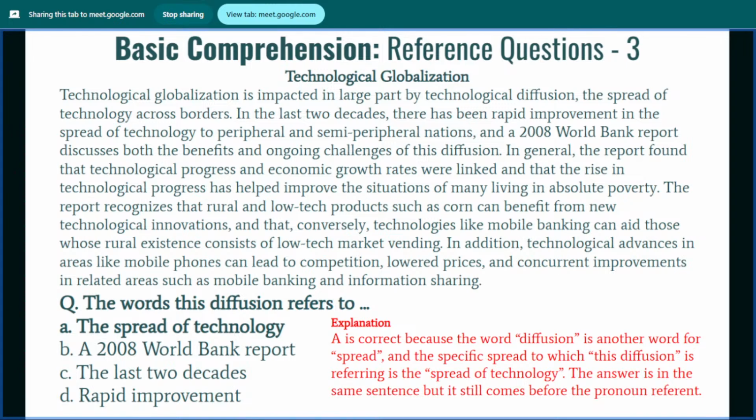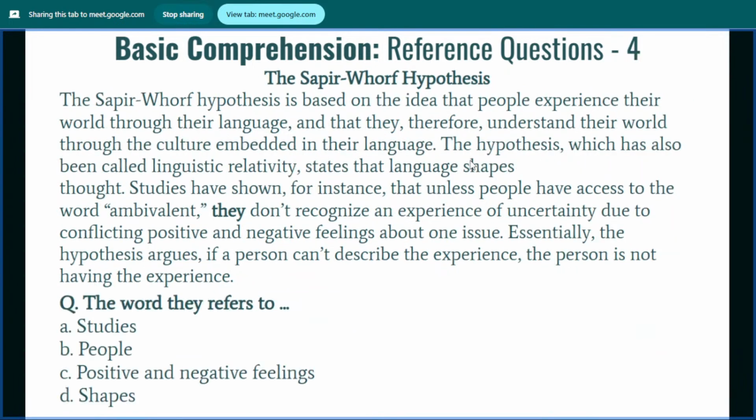because the word diffusion is another word for spread. And the specific spread to which this diffusion is referring is the spread of technology. Understood? Yes, ma'am. This diffusion is being used over here. Clear? Yes. Read this quickly and try doing the question.